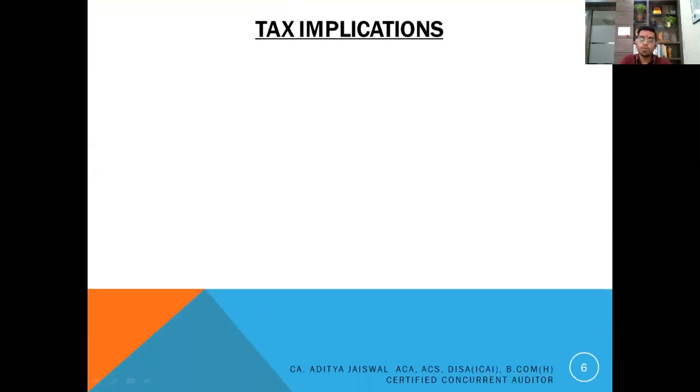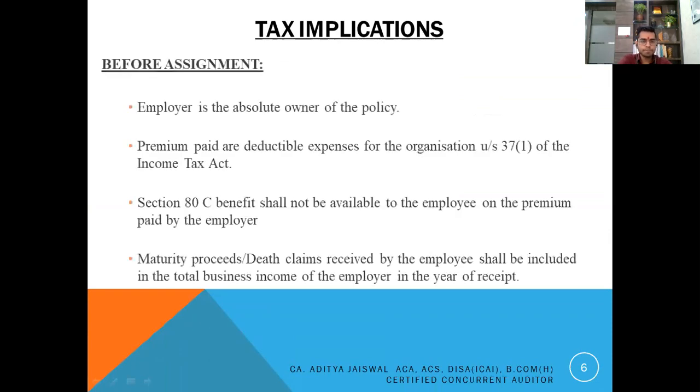Moving on to the most important aspect, which is the tax implication. Let us discuss in detail. Before assignment, as we know, the employer is the absolute owner of the policy. Premiums paid are deductible expenses for the organization under Section 37, subsection 1 of the Income Tax Act. These are allowable expenditure under Section 37, subsection 1.